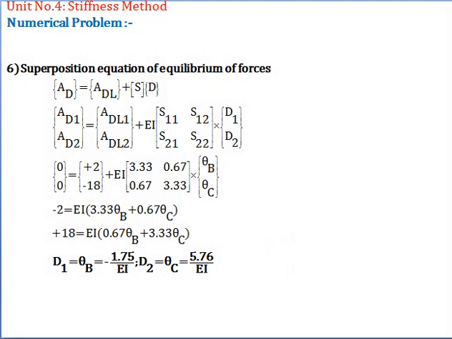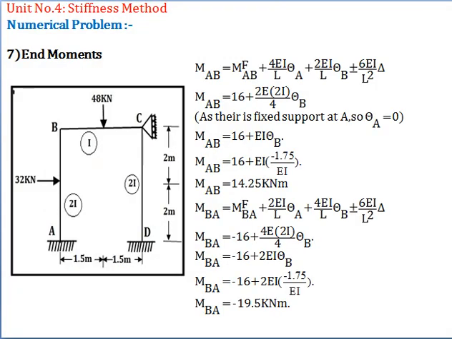So after calculating the values of theta B and theta C, we will calculate the end moments in the members. The first member is AB. By applying the slope deflection equation, we are going to find out the end moment. The slope deflection equation for member AB is MF AB plus 4EI upon L theta A plus 2EI upon L theta B plus minus 6EI upon L square into delta. As we know that support A is fixed, theta A will be equal to 0.